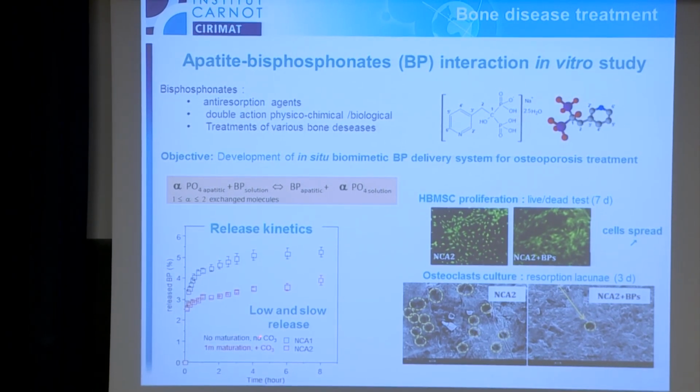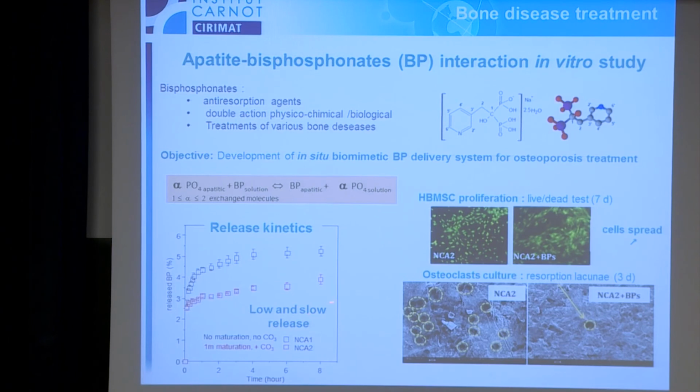So here we have a very fresh precipitated apatite with no carbonate and no maturation, which is close to a newly formed bone. And here we have a 1 month maturation apatite with carbonate, which characterizes an older bone. Okay, so in all cases, you can see that the release of biphosphonate is quite slow, because after 8 hours we have less than 5% of biphosphonate released. Okay, so there is a low and slow release of this biphosphonate.